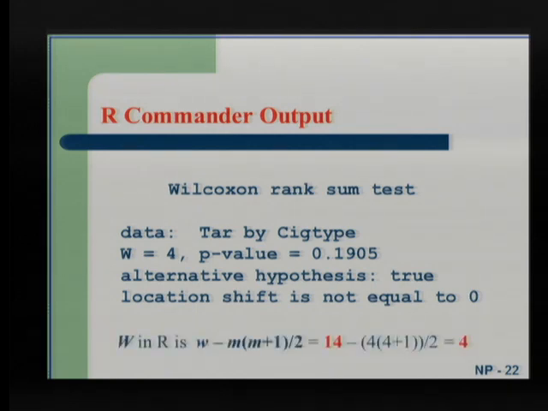So what's the difference between the output from R and the result from the textbook? I checked the R help page and realized that this W statistic in R is the test statistic W that we get from your Web assigned textbook, minus the sample size for the smaller sample times the sample size for the smaller sample plus 1, divided by 2. That's the smallest possible rank sum for the smaller sample. So anyway, just remember this formula.